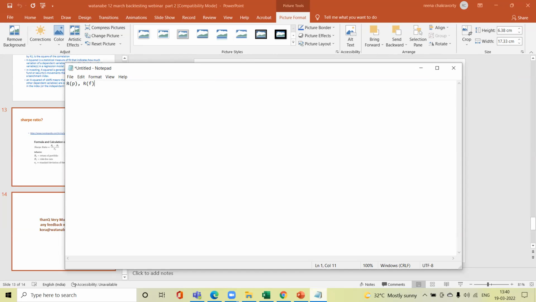Divided by standard deviation of portfolio excess. RP minus RF divided by, you put both brackets. And at the end of RF, there will be a bracket. Divided by STD of portfolio excess returns. Excess, EX.